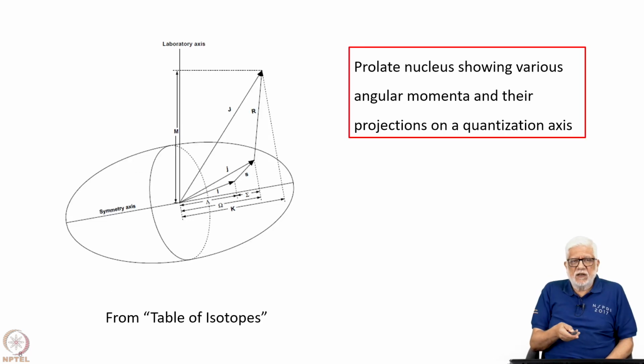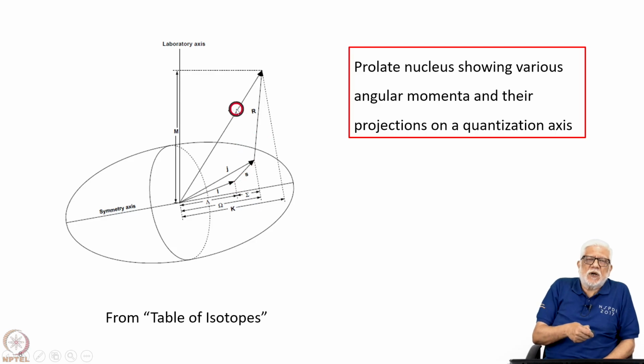This is a picture taken from a reference given here, and you can see that this is for a prolate nucleus, and this is the symmetry axis. So, if you rotate along the symmetry axis, you have symmetry, and you have a single particle angular momentum j, and you have a rotational angular momentum R, and then you combine these and you get a total angular momentum, and the projection of these along the symmetry axis. So, for instance, this is not the single particle j, this is the total single particle j.